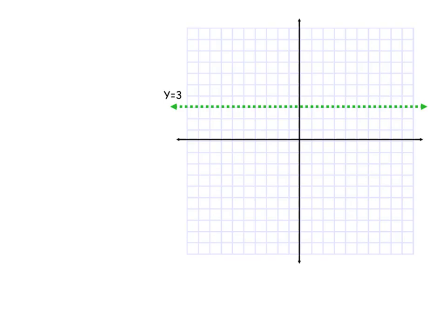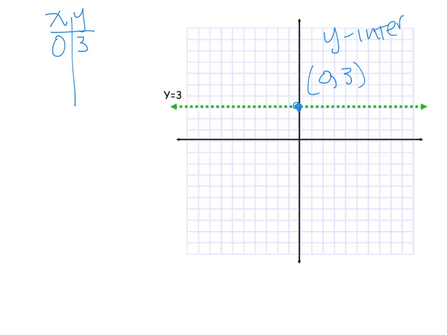Here we have a horizontal line. This is actually the equation y equals 3. That is, if we were to do an input-output chart, no matter what we put in for x, let's say 0, y is 3. So that would be this point right here, (0, 3). So in fact, we have found the y-intercept because this is where it intersects the y-axis. So the y-intercept is (0, 3).